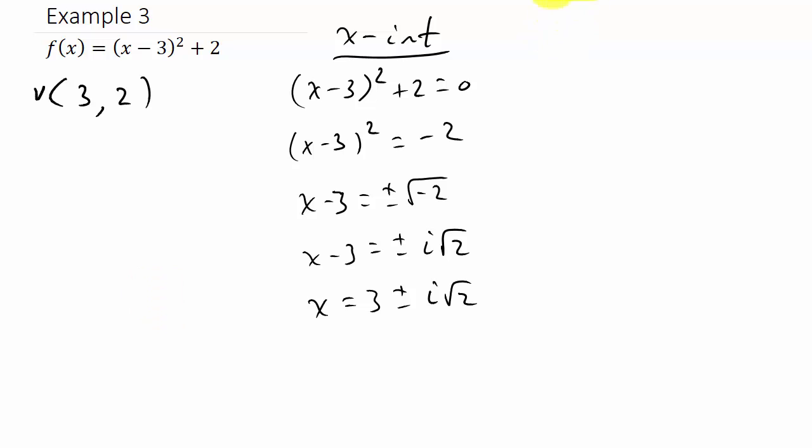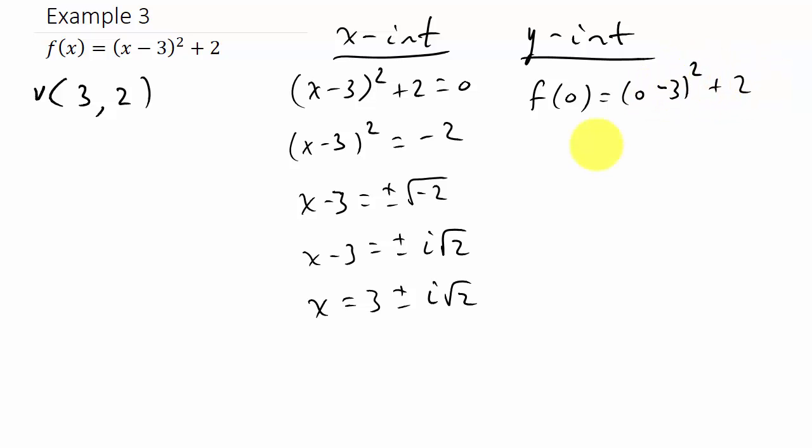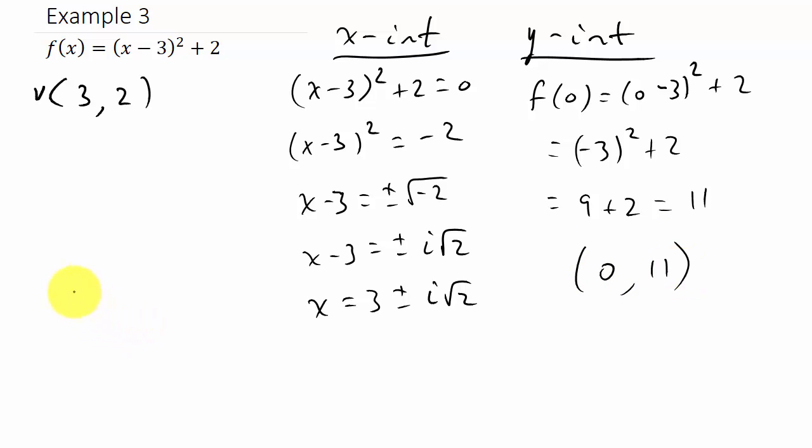Now, let's find our y-intercept. So we just evaluate the function at 0. So that's going to be 0 minus 3 squared plus 2, which is -3 squared plus 2, which is 9 plus 2, which equals 11. So that's going to be the point 0, 11. All right, and so let's write our vertex down here.